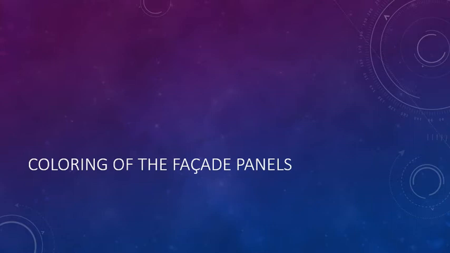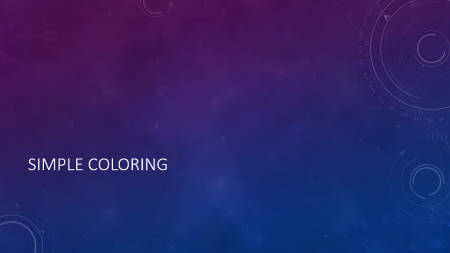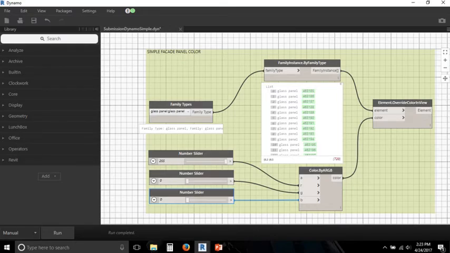Let's move on to the next aspect of the Dynamo scripting. There are three parts to it. The first task was a simple red, green and blue coloring of the facade panels. The second part was using an Impressionist painting to create an Impressionist facade. And the third part was using the sun's position to dynamically color the facade panels based on incidence of solar radiation. Beginning with the simple coloring of the facade, this is the script.